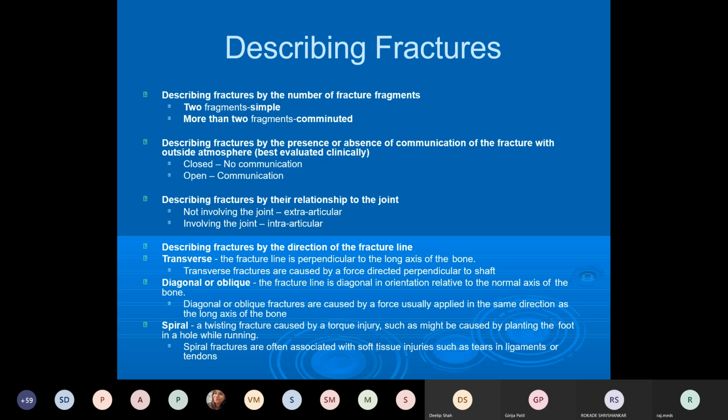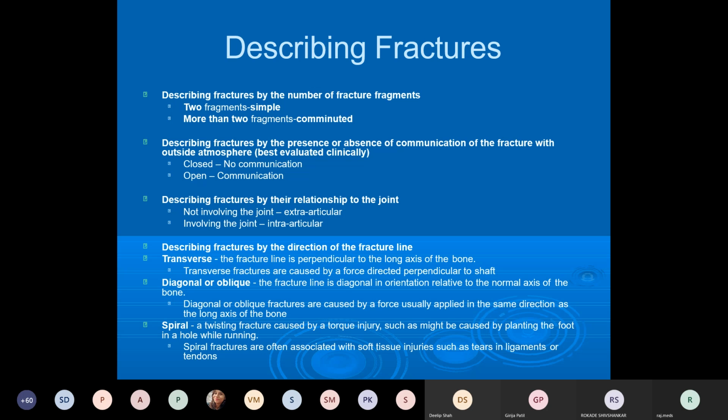The next point is describing fractures by the direction of the fracture line. In a transverse fracture, the fracture line is perpendicular to the long axis of the bone. Transverse fractures are caused by force directed perpendicular to the shaft. In a diagonal or oblique fracture, the fracture line is diagonal in orientation relative to the long axis of the bone. Diagonal or oblique fractures are caused by force applied in the same direction as the long axis, and in a transverse fracture, the force is directed perpendicular to the shaft.